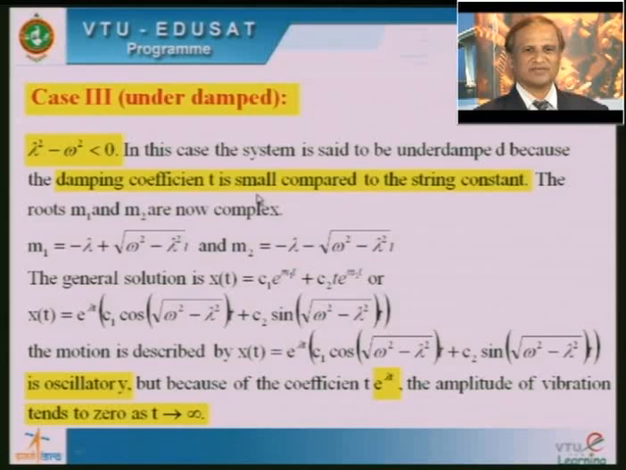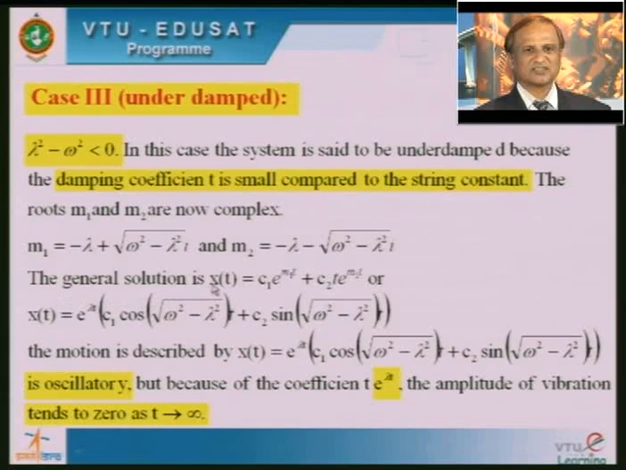Now, as I have mentioned, we want to find the relationship between beta and k. Here the damping coefficient beta may be less than the spring constant. In that case, we obtain lambda square minus omega square less than 0. It means we obtain complex roots. So m1 is equal to minus lambda plus square root of omega square minus lambda square i. m2 is equal to minus lambda minus square root of omega square minus lambda square i.